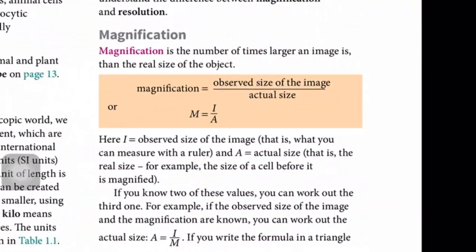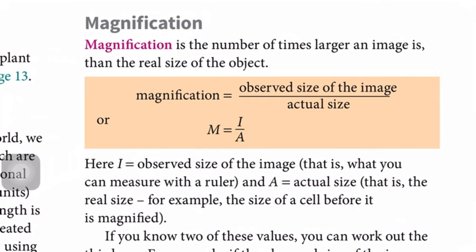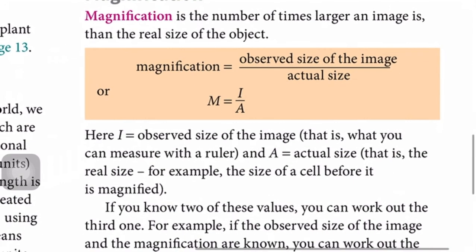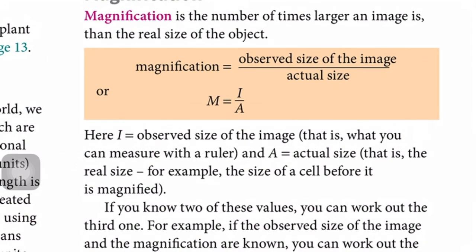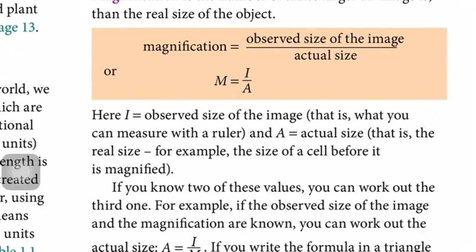But now what is magnification? Magnification is the number of times larger an image is than the actual size of the object. So the formula of magnification is magnification equals observed size of the image divided by actual size. If we know the magnification, which is written on the lens because we know how many times we are magnifying, and if we observe the size of the image using the microscope, then we can calculate the actual size.